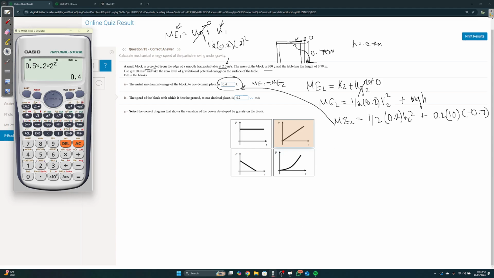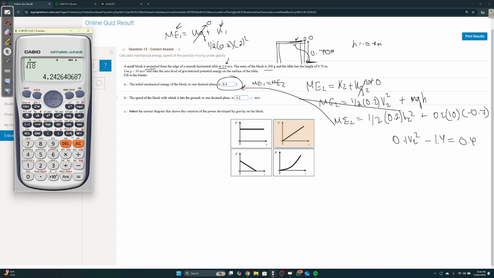So let's do it on our calculator. Half times 0.2, okay. So let's do this on the right first. 0.2 times 10 is 2. Should be negative 1.4 over here. So minus 1.4. And here you have half times 0.2 is 0.1. V2 squared is equal to ME1, 0.4. Solve this, you get 18. You should get square root of 18.